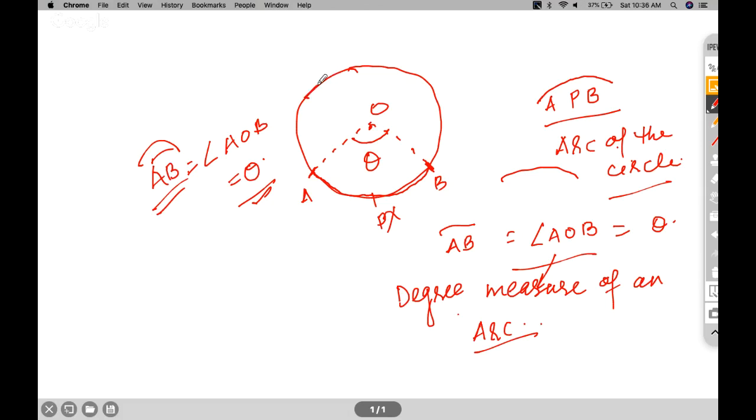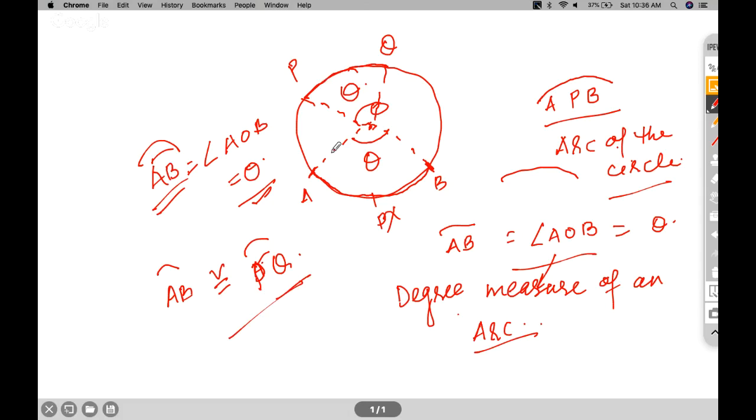Suppose I have an arc here in the same circle I am drawing, and this is PQ. This PQ is also subtending angle theta on the center. So arc AB would be congruent to arc PQ. As soon as I use the word congruent with arcs, you should understand there is only one condition for arcs to be congruent: there has to be the same angle subtended by those arcs on the center. So that becomes a congruent arc.